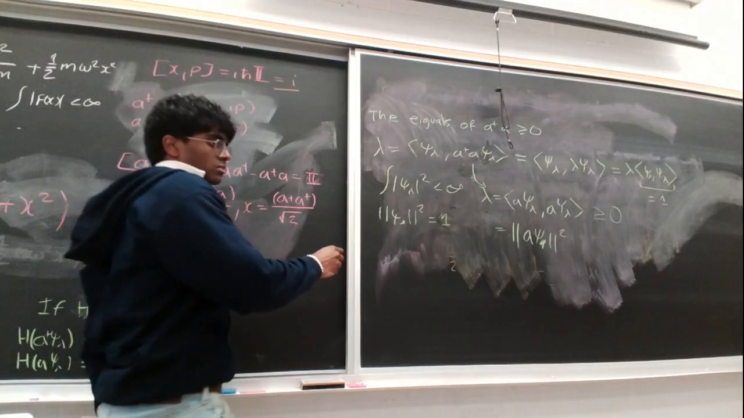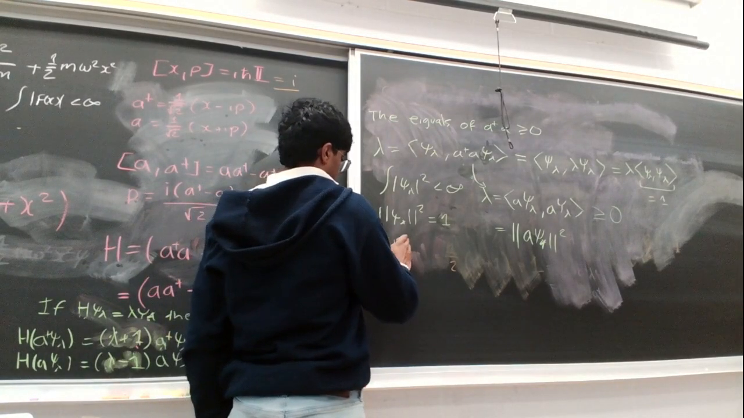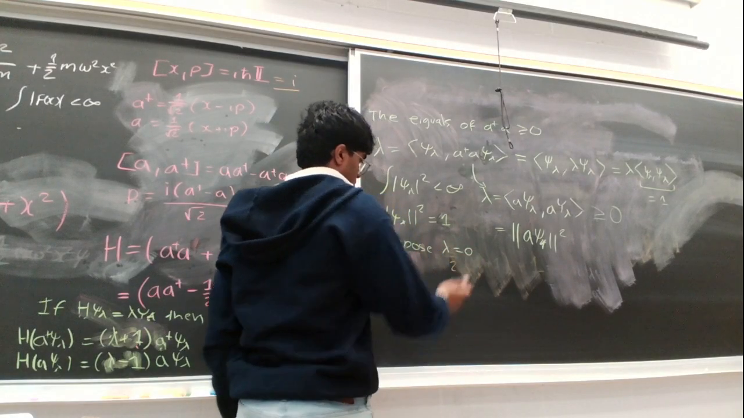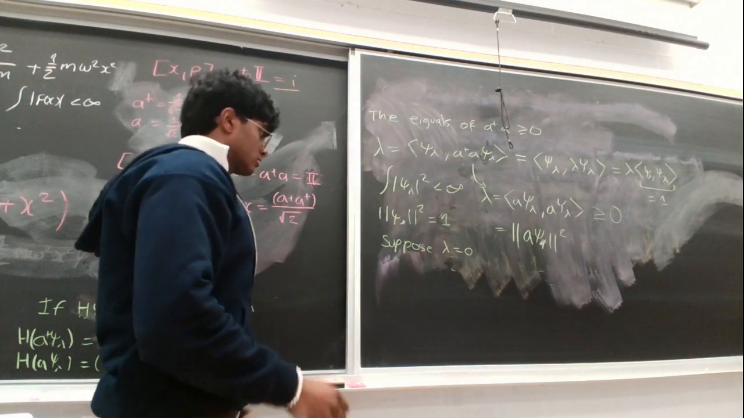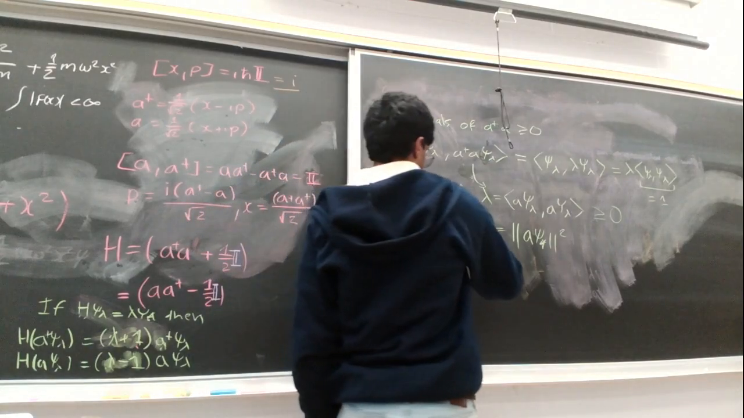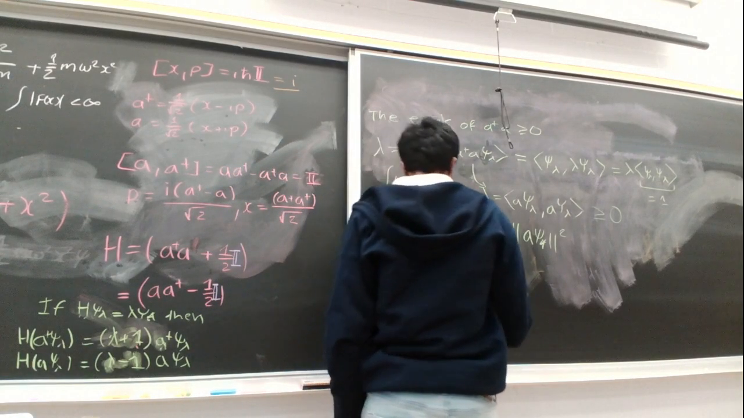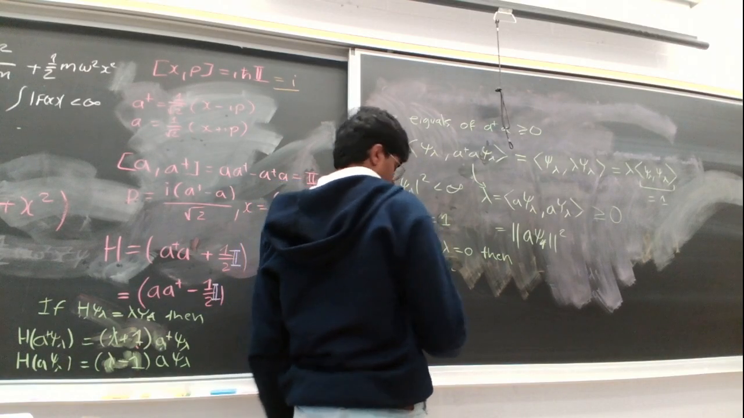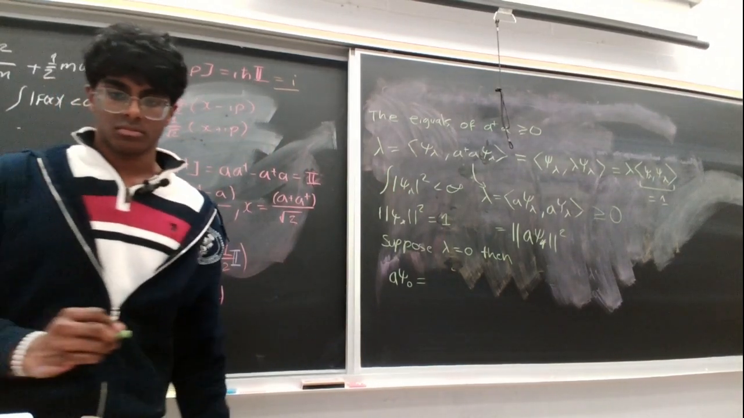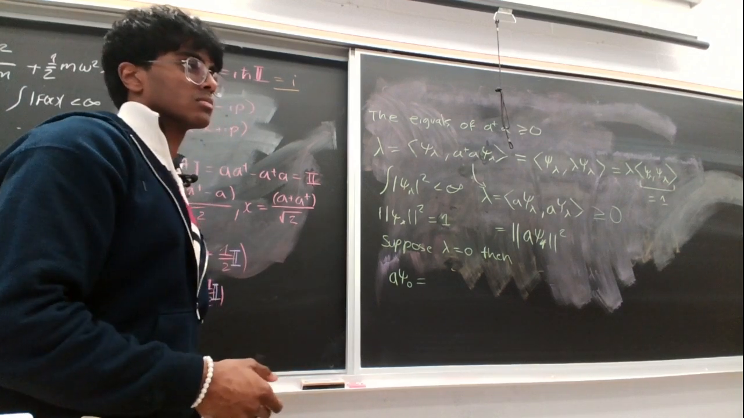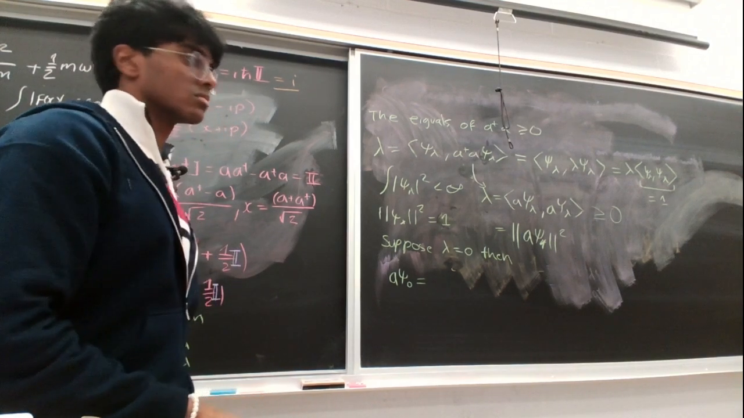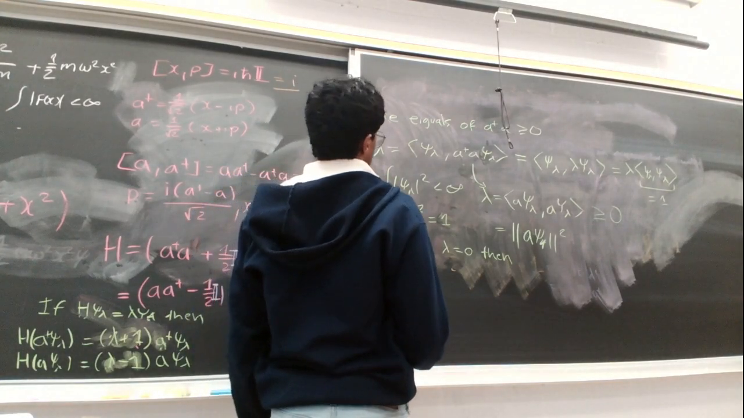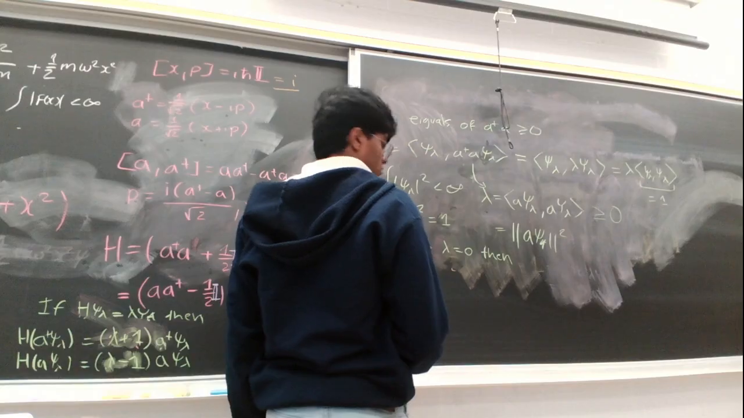Let's apply A to psi 0, and there should be some obvious way to see that it has to be 0. Okay, we want to show that that's 0. So let's apply H as well. This has to be equal to, and then just expand it again.